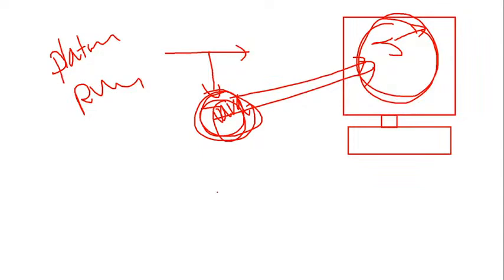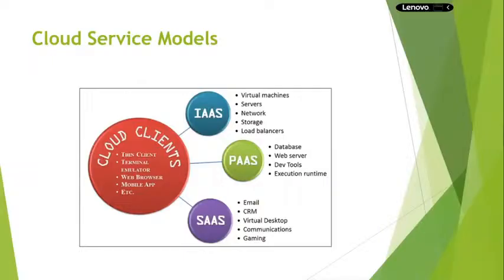Clear? Next thing is SaaS. In our day-to-day activities which we perform in the organization, we are already using software as a service. Could you please tell me the best example for software as a service? Anyone? Like Gmail. Yes, Gmail.